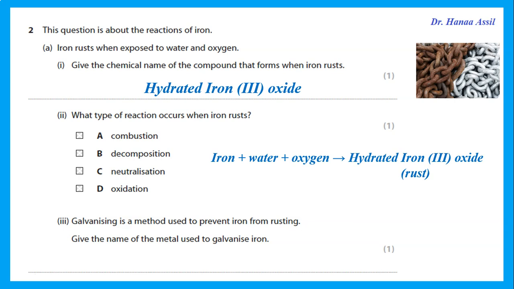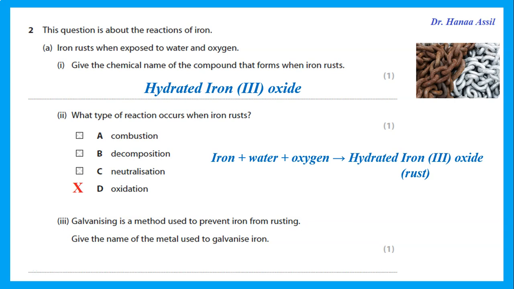What type of reaction occurs when iron rusts? So if we have iron reacting with oxygen, what type of reaction is that? That is an oxidation reaction. Galvanizing is a method used to prevent iron from rusting. So if we don't want the iron to rust, we need to do what?